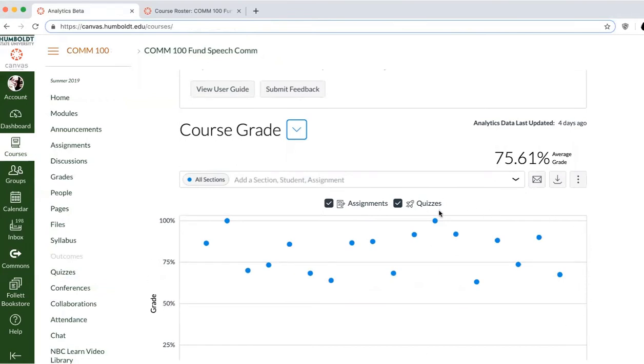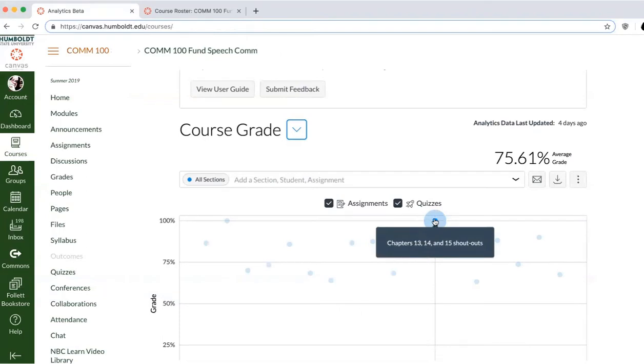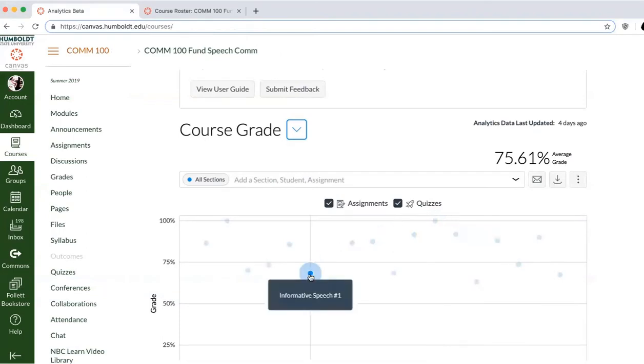Looking back at course grade for a moment, I can do an overall view of all of the different assignments. So for example, my students did quite well on the chapters 13, 14, and 15 shoutouts, but I'm concerned about their progress in maybe some of the other assignments. For example, informative speech number 1.